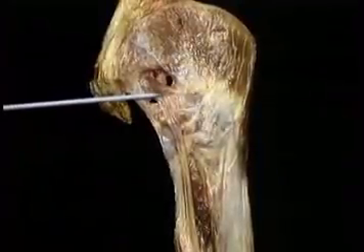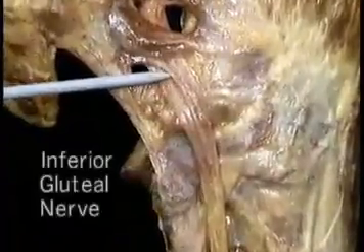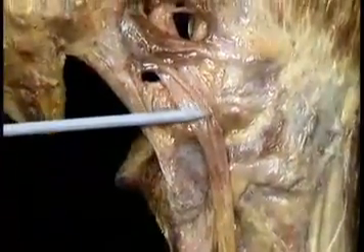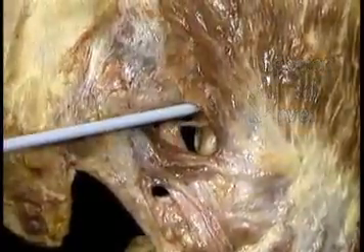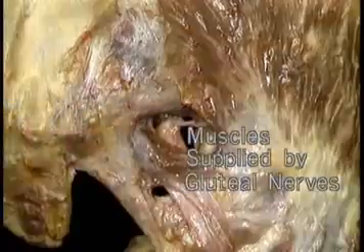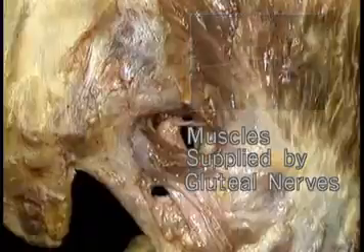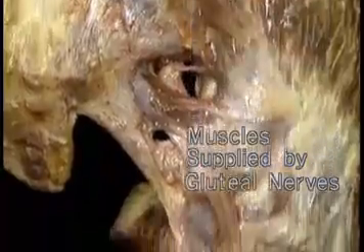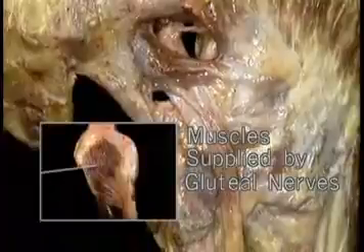Here's piriformis. Here's the sciatic nerve. Here's the inferior gluteal nerve. And here's the superior gluteal nerve, disappearing beneath gluteus medius. The superior gluteal nerve supplies gluteus medius, gluteus minimus, and tensor fasciae lata. The inferior gluteal nerve supplies gluteus maximus.